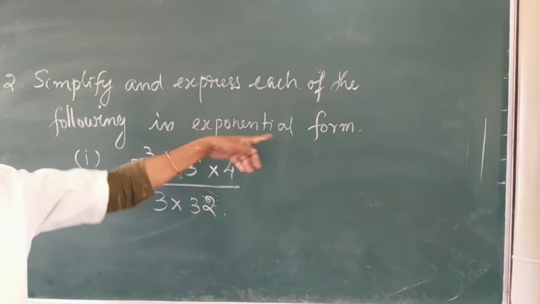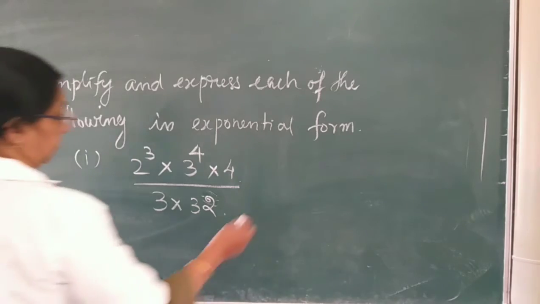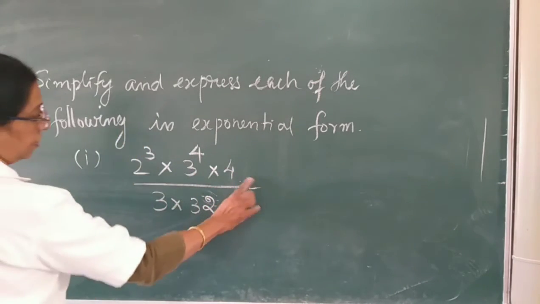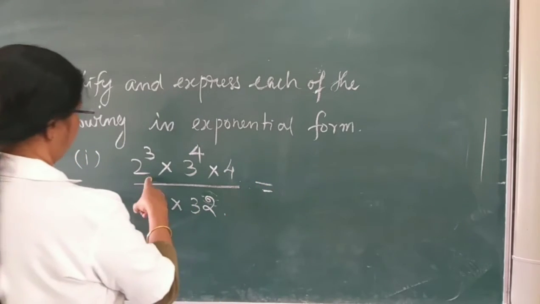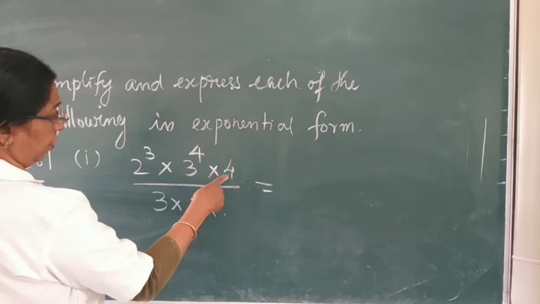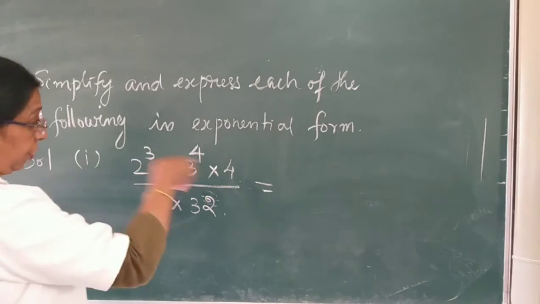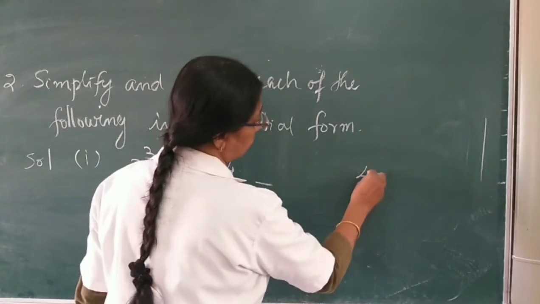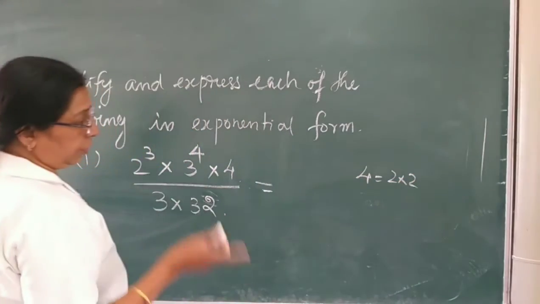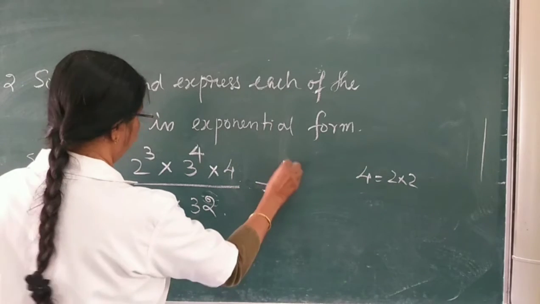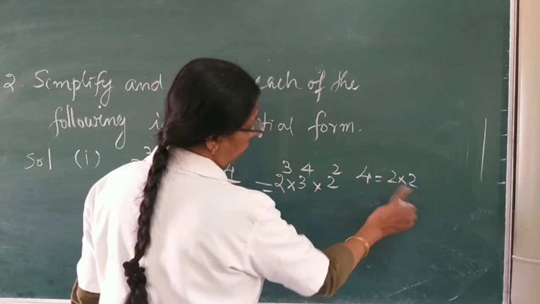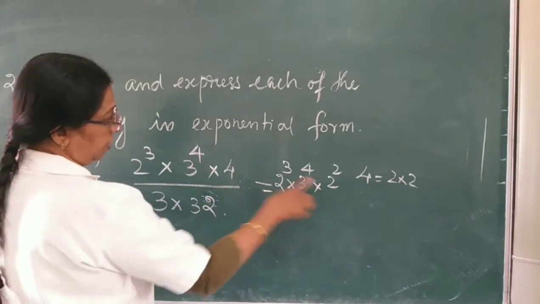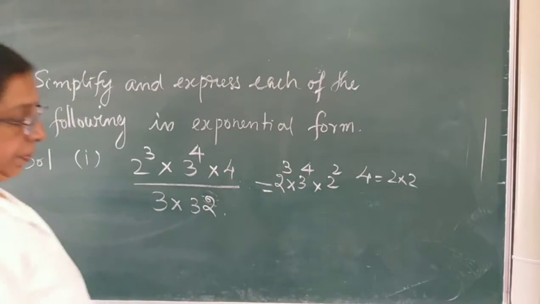This is the first question, children. We can write its solution. Solution 1: 2 raised to 3 into 3 raised to 4 into 4. We can express this 4 in its exponential form. 4 is 2 into 2, isn't it? So we can write 2 cube into 3 raised to 4 into 2 square. 2 into 2 means 2 square. We expressed this 4 as 2 square. So this is the exponential form.